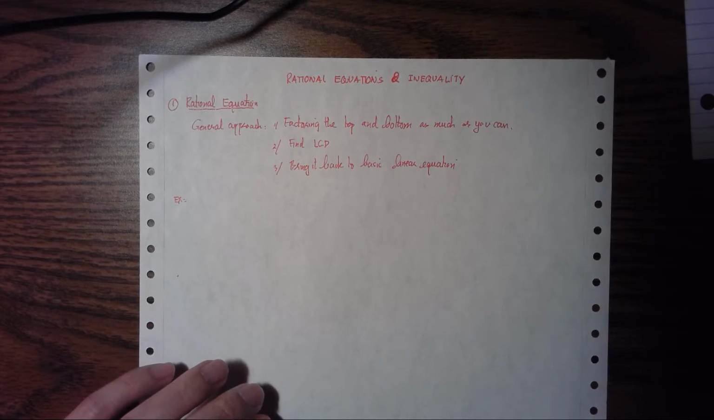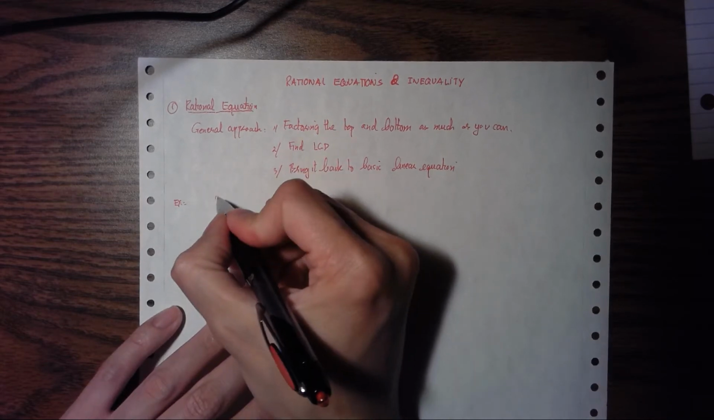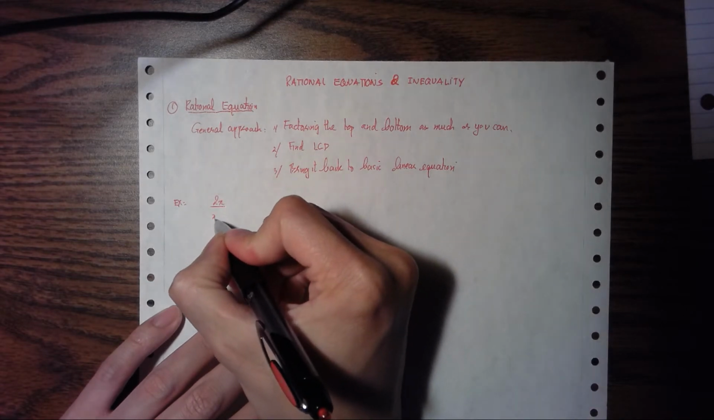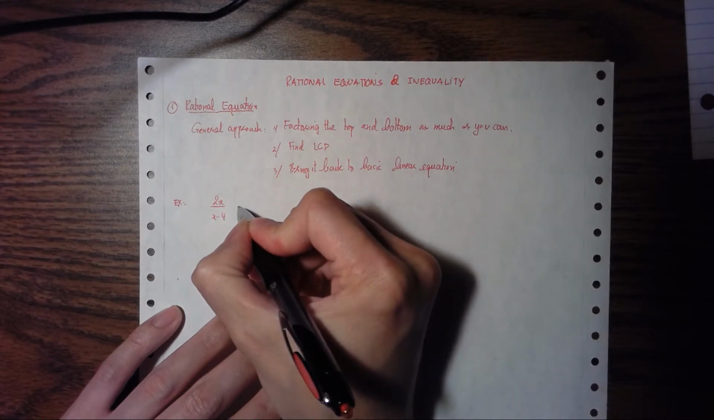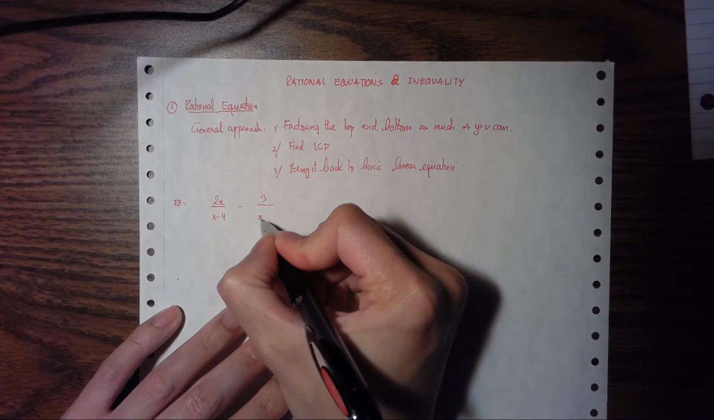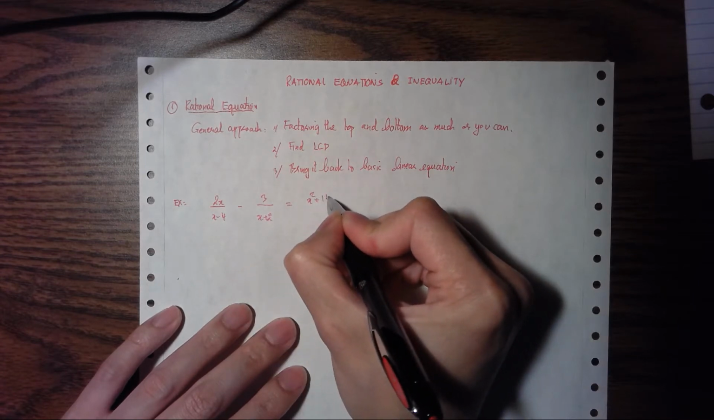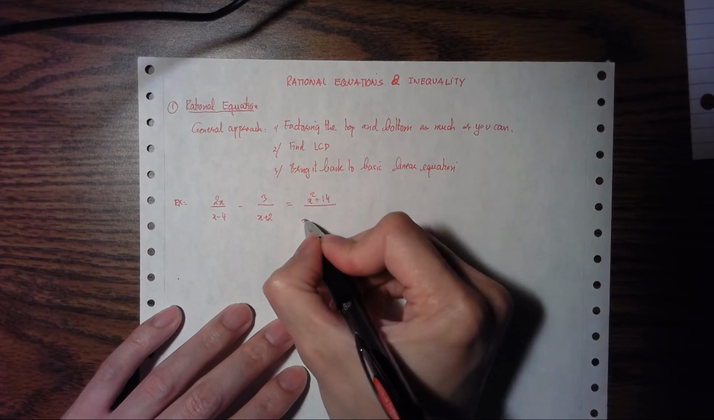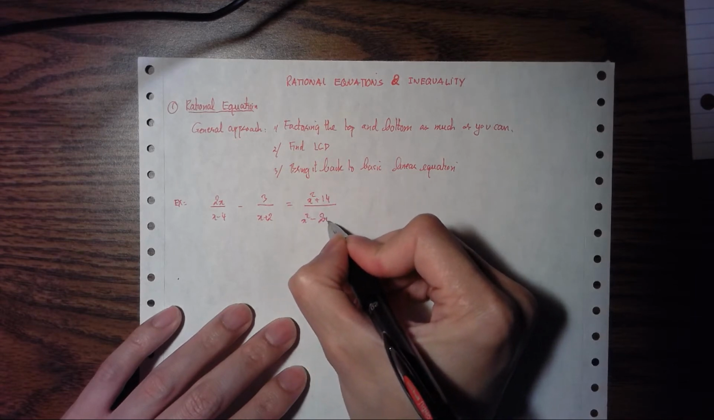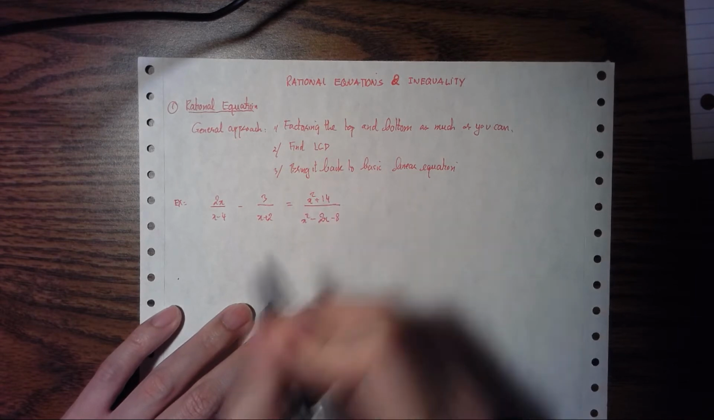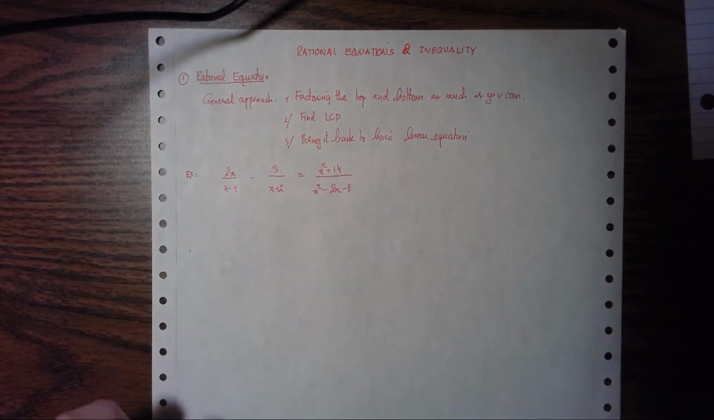For example, I have something like this: 2x over x minus 4 minus 3 over x plus 2 equals x squared plus 14 over x squared minus 2x minus 8. What if I have something like this?